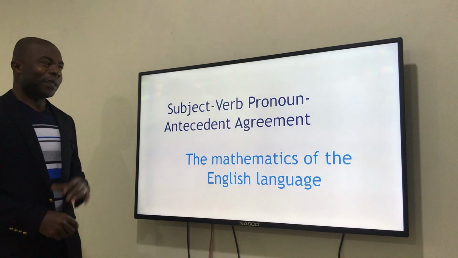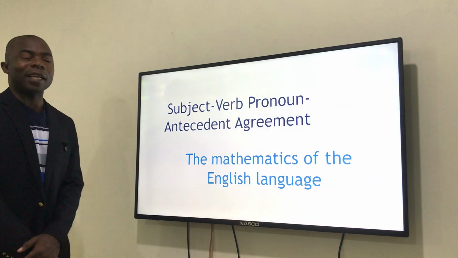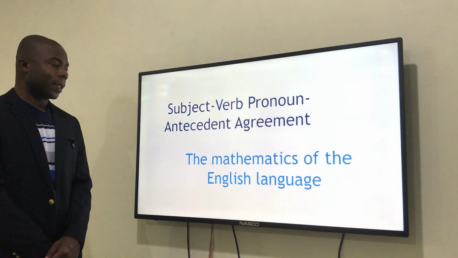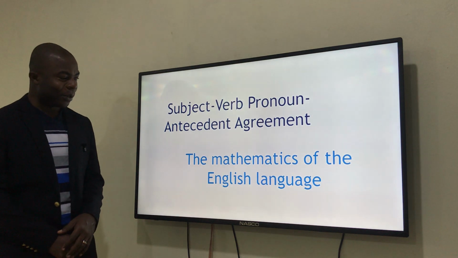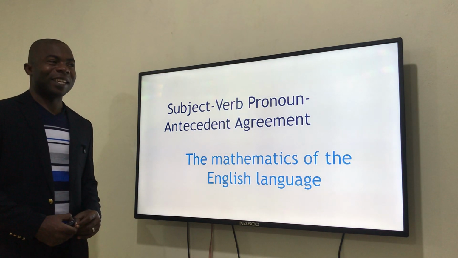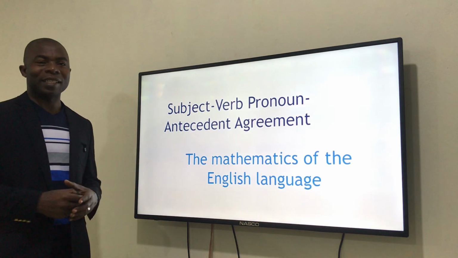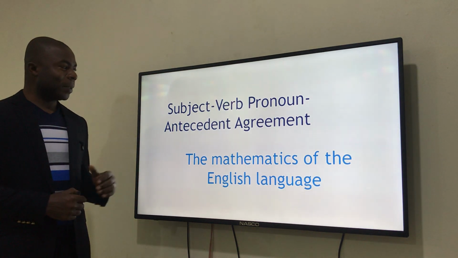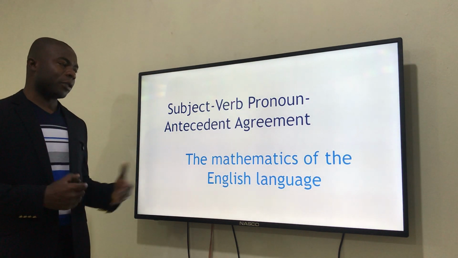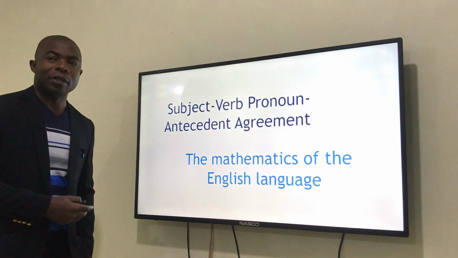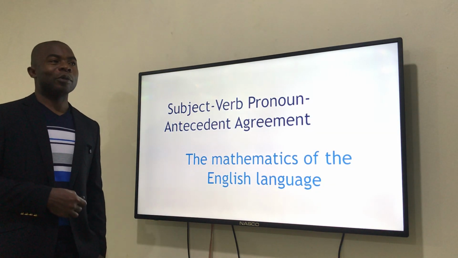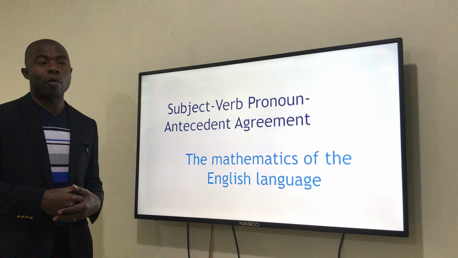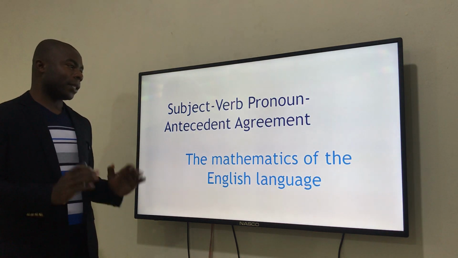Our topic for today, which is a very common topic as regards the English language, is subject-verb pronoun-antecedent agreement. Something I like to call the mathematics of the English language. Yes, it's more like mathematics because you have to match things, addition, subtraction here and there. Most of you have gone through this in JHS and secondary school, so this is just going to be more of a reminder or revision of the things we have learned before. So, yeah, that's the topic.